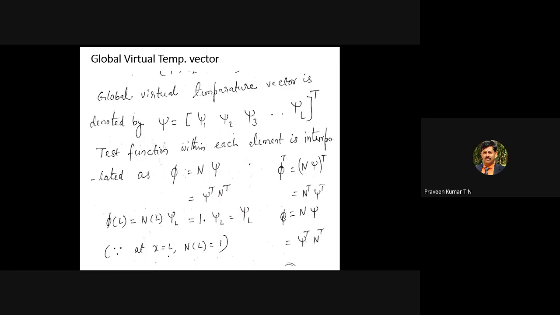phi. Phi is nothing but the temperature at any point within the element, or the temperature function at any point within the element, given by xi transpose into N transpose. This complete xi is replaced by xi transpose and N transpose. This is phi and this is xi. And finally, phi of L is equal to N of L into xi of L. The N of L is equal to 1. At x is equal to L, N of L is equal to 1. And finally, we'll get xi of L. So now this is the second term. This is the first term only.